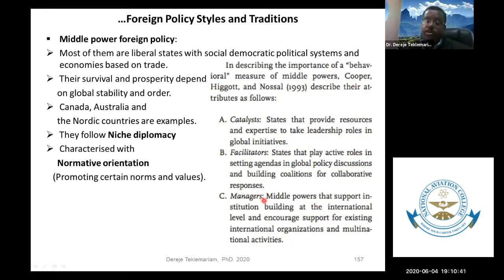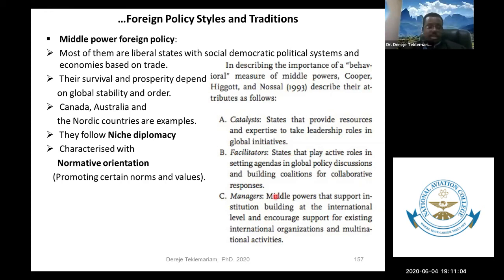For example, if America says, I have to contribute like $10 billion, no, they say that, so they are really playing smooth roles. We call them global lubricant states, by the way. Some writers call them lubricant states. They are also managers. These can also be considered as managers.